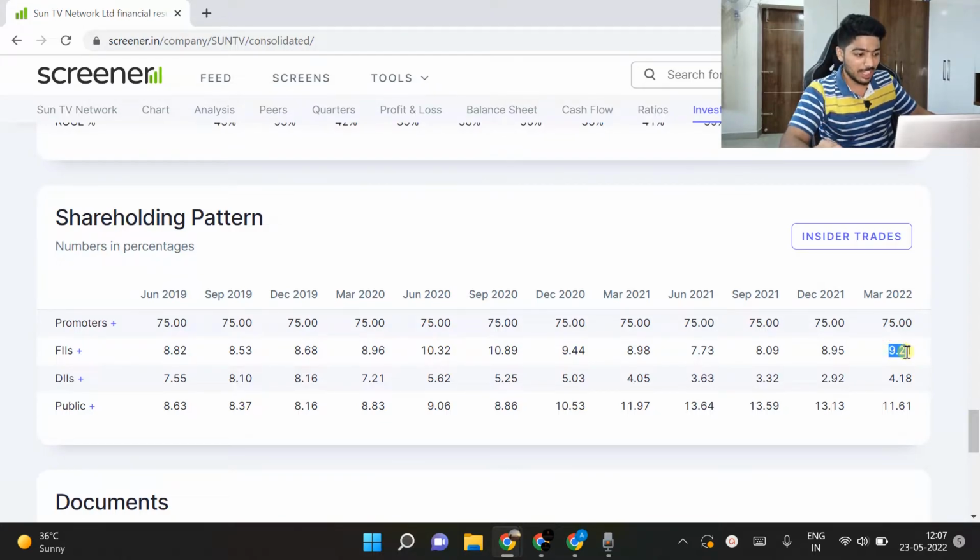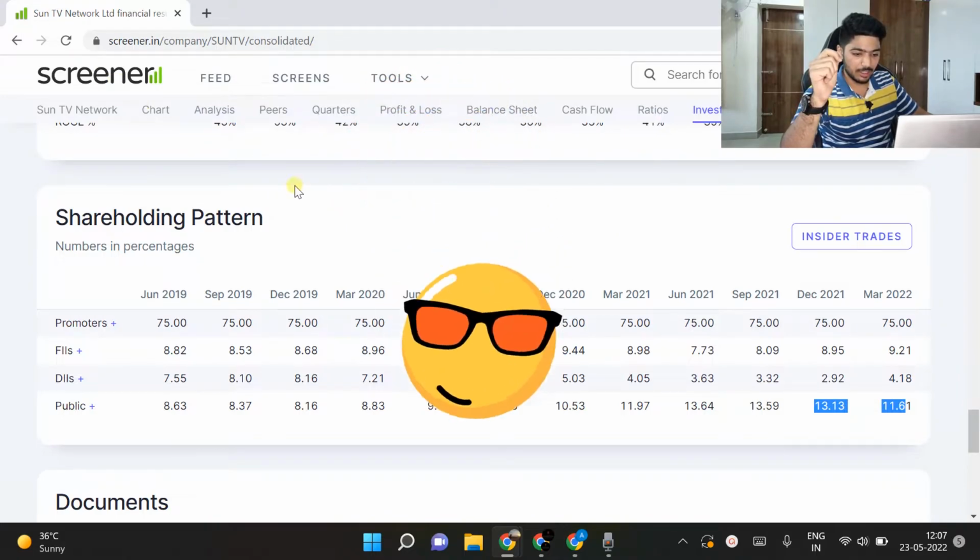More interesting fact is even DIIs are accumulating. Both. If one is selling, another should be buying, right? If one is buying, another should be selling, right? They both are buying, the big players, but we small players, public retail people, we are selling. Then what is there? That means they see the potential in Sun TV, which we don't, which I saw recently.